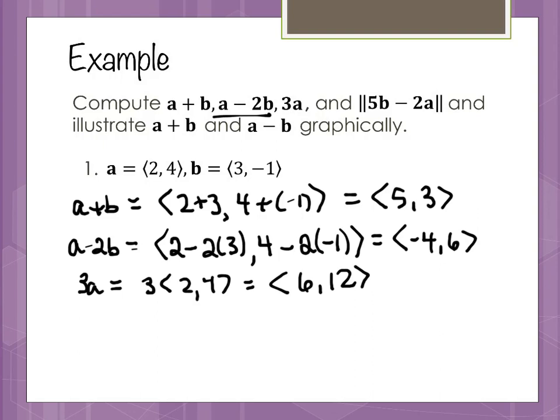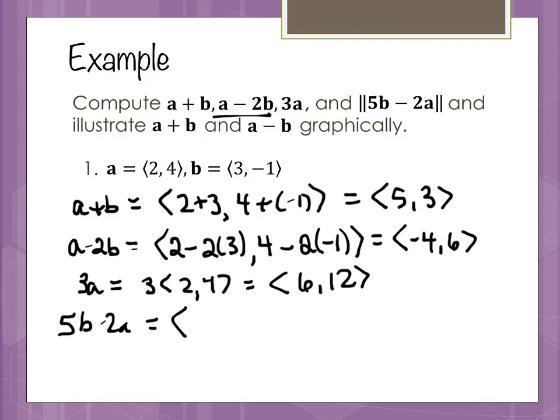And the last one's a little more complicated because it's asking about magnitude, right? So before I actually do magnitude, let's just find out what is vector 5b minus 2a, because we haven't done that part of it yet, and then we'll find the magnitude of the result, okay? So what do I do to find 5b minus 2a?